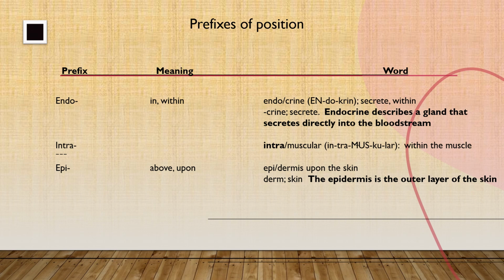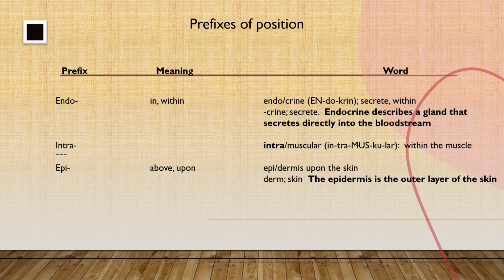Here we have a demonstration of prefixes of position. And what I mean when I say position, I'm talking about like in, out, up, down, inner or outer. So the first example I have here is the prefix endo. Endo means within. The definition of the medical word endocrine means to secrete, and secrete basically means releasing. So the medical word endocrine means to secrete directly into the bloodstream.